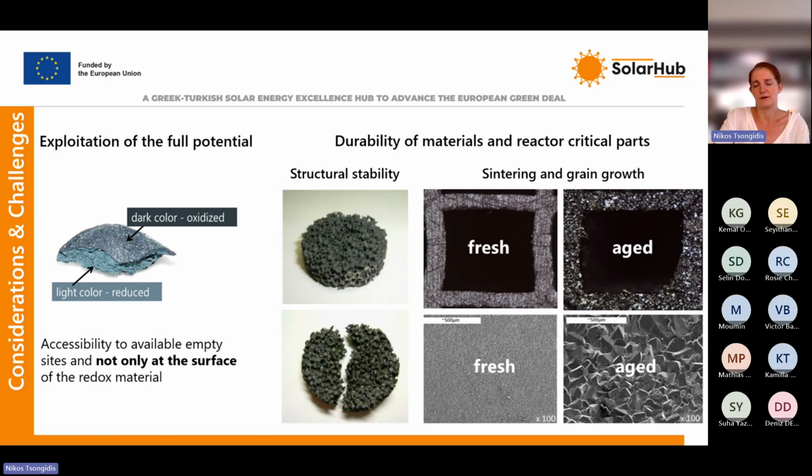since we can identify heavy sintering of the material or grain growth, which minimizes the surface area, the active surface area of the material, and as a result, the production of the final products and the efficiency of the process.